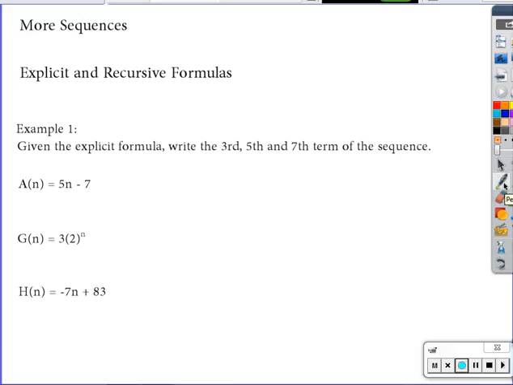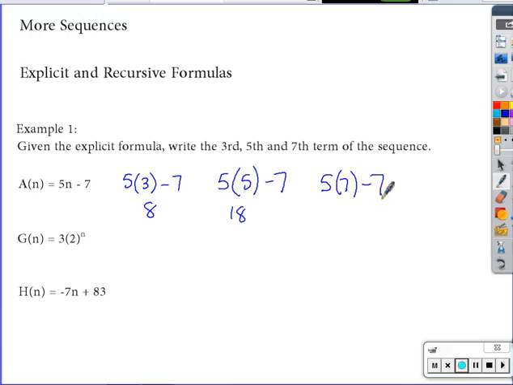Well, that's going to be as simple as when you're given the formula, if you want the third term of the sequence, then you would need to plug 3 in to that formula. So 5 times 3 minus 7 would give you the third term. So the third term here would be 8. The fifth term would be 5 times 5 minus 7, 18. And the seventh term then would be 5 times 7 minus 7, and that would be 28.